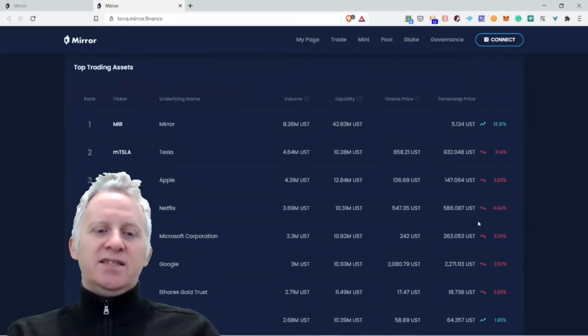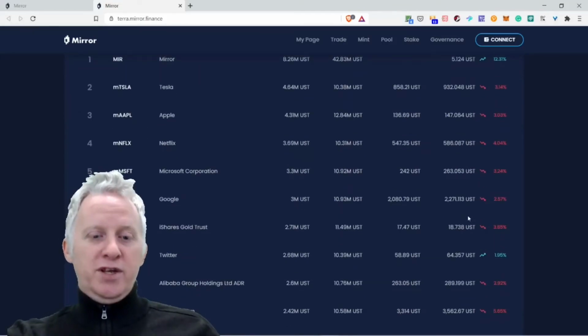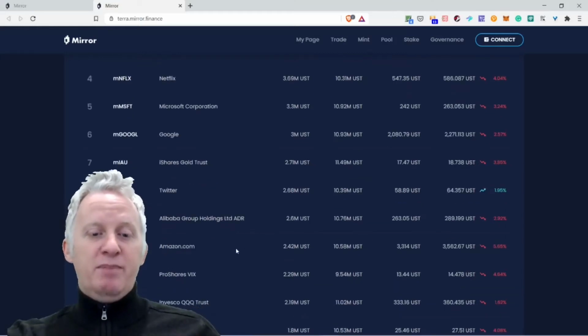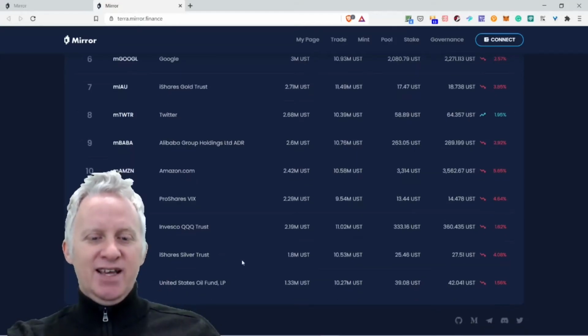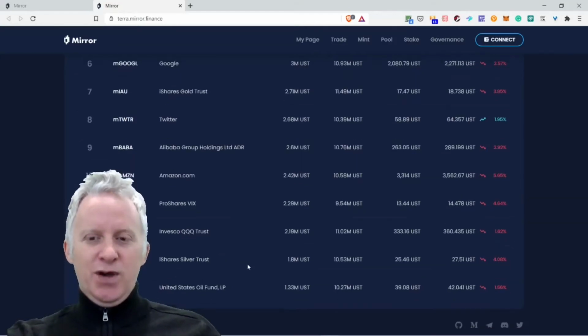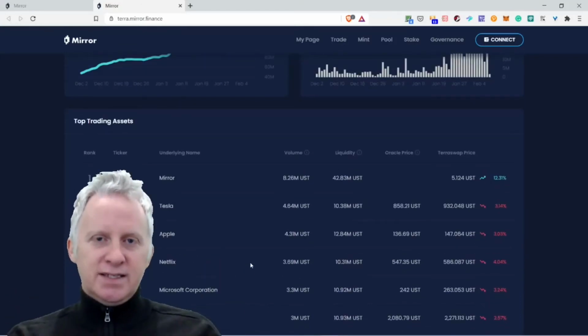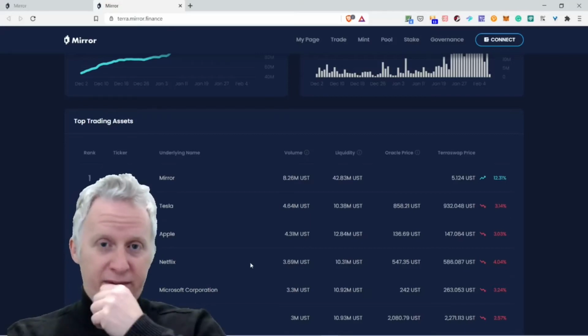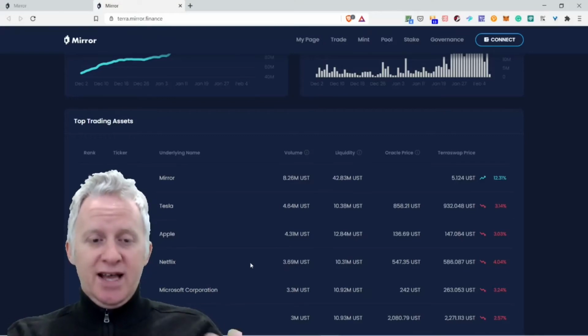So you can invest in Apple, Tesla, Netflix, Microsoft Corporation, Google, iShares Gold Trust, Twitter, Alibaba, Amazon, ProShares VIX, Invesco QQQ Trust, iShares Silver Trust, United States Oil Fund. So as you can see, you can get exposed to all this market without having to create an account and pay a gas fee or trade the assets in the real world.